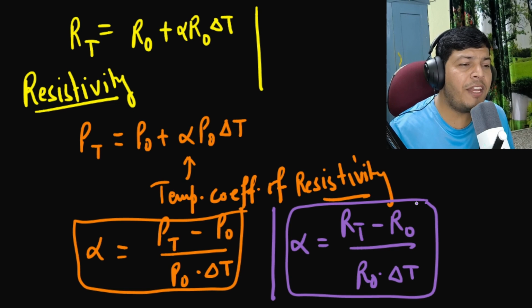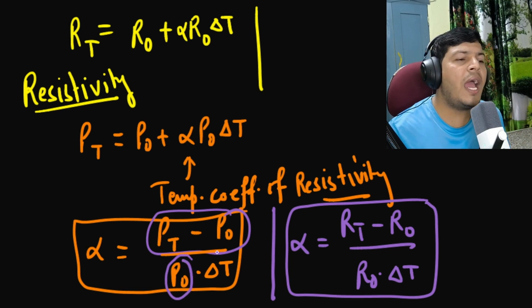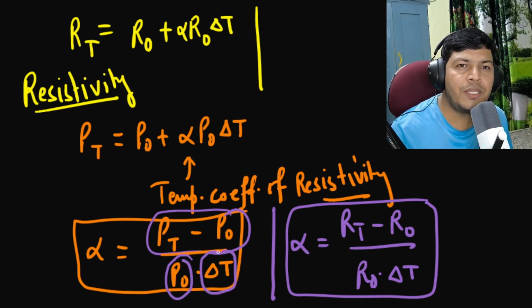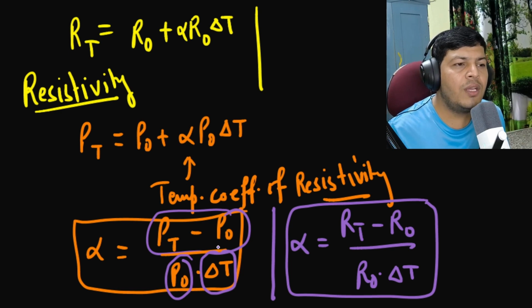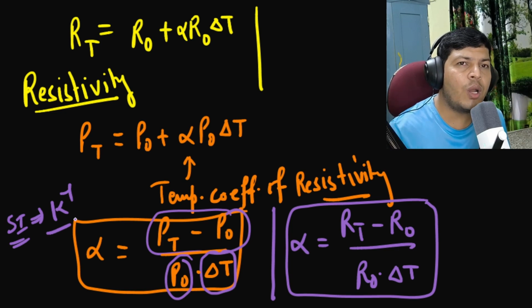Now you can define alpha similar to the alpha when we were talking about resistance. Let's do it once. So temperature coefficient of resistivity will be equal to change in resistivity per unit original resistivity and per unit change in temperature. You can do it in that same way, and the SI unit will be the same, that is per Kelvin. Is that okay? Now remember, degree Celsius is not the SI unit. I can write per degree Celsius also, but that is not an SI unit or a CGS unit.